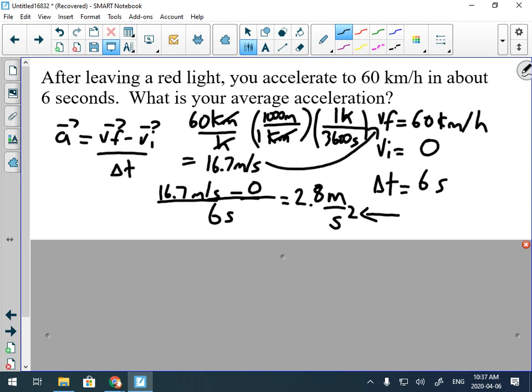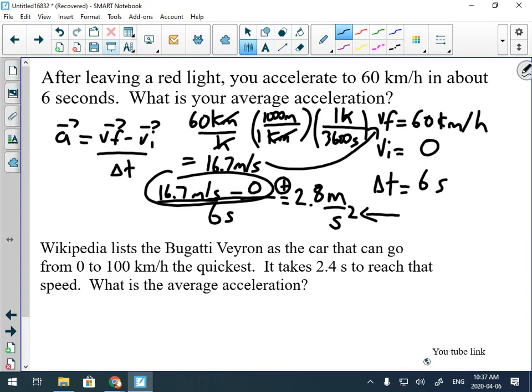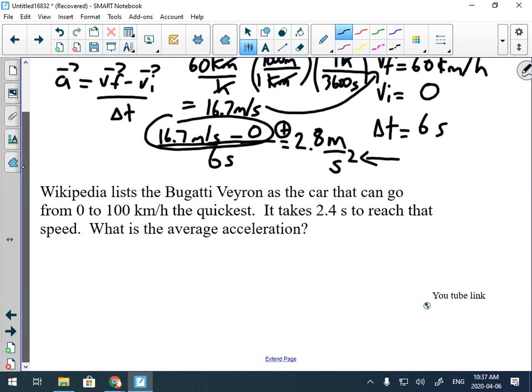All right. Now, this is a vector. I'm going to say this is positive acceleration because I'm getting faster over time. And when I subtract these, I do wind up with a positive number. Okay. Let's try another one. A little bit simple.